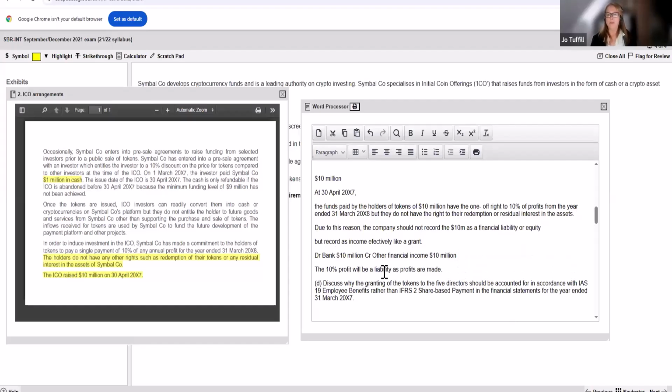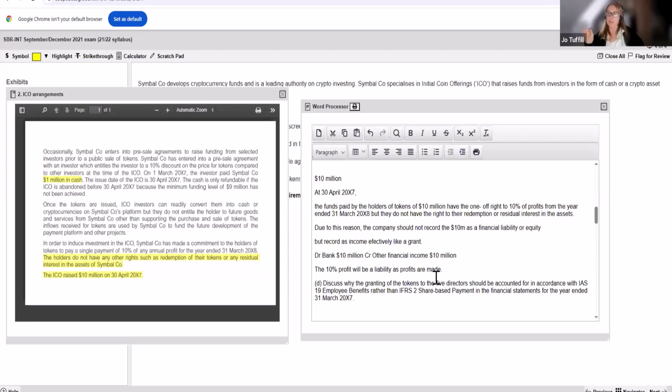The 10% will be a liability as profits are made. That's not in the model answer, but I feel that was something worthy of saying. You need to say something about that 10%. It becomes a liability when it becomes payable. They don't know whether they're making a profit, but if they do make a profit, that's when it becomes a contractual liability to pay it. So I see it with the model answer, of course, as effectively like a grant.